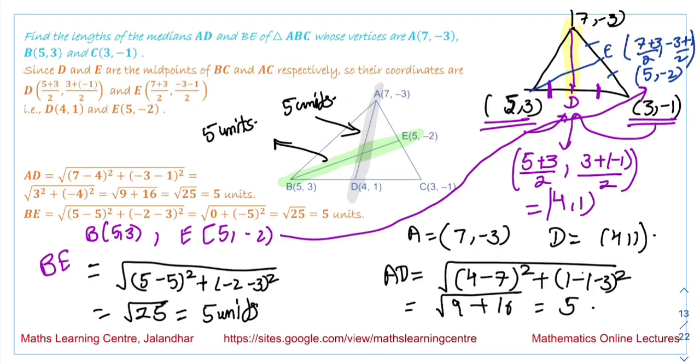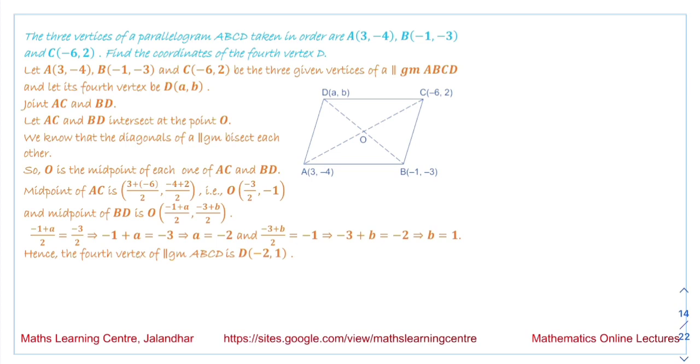Next is 3 vertices of a parallelogram A, B, C, D taken in order. These are the vertices given to us. Coordinates of the point A, coordinates of the point B, and coordinates of the point C are given to us. Find the coordinates of the fourth vertex. We have to find the coordinates of the fourth vertex, and we have assumed that the coordinates of that vertex are A comma B.